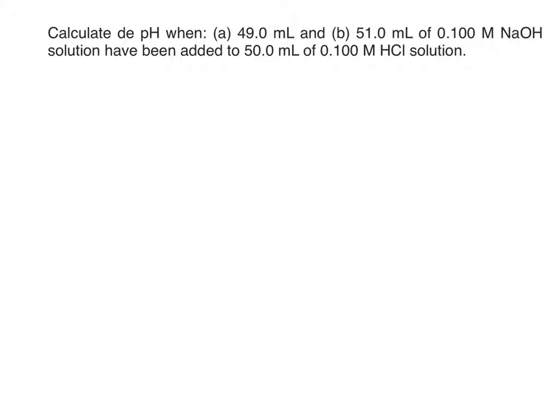So as we can see, sodium hydroxide here is a strong base, and HCl also is a strong acid. So the reaction that we are looking at here is HCl plus the sodium hydroxide, neutralizing and producing H2O plus sodium chloride.